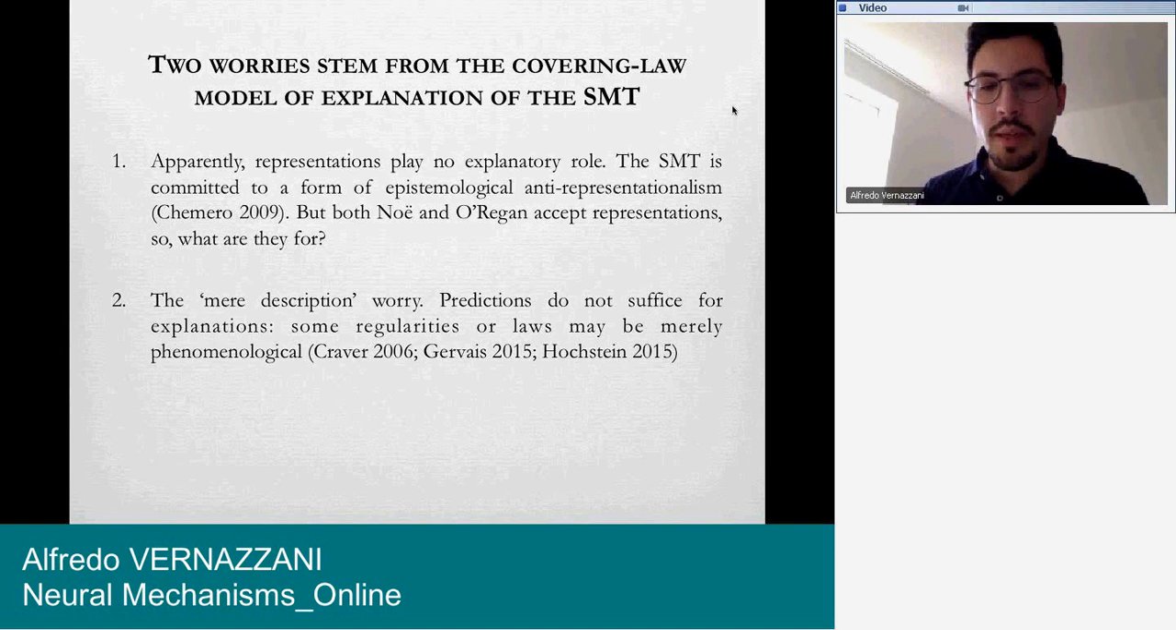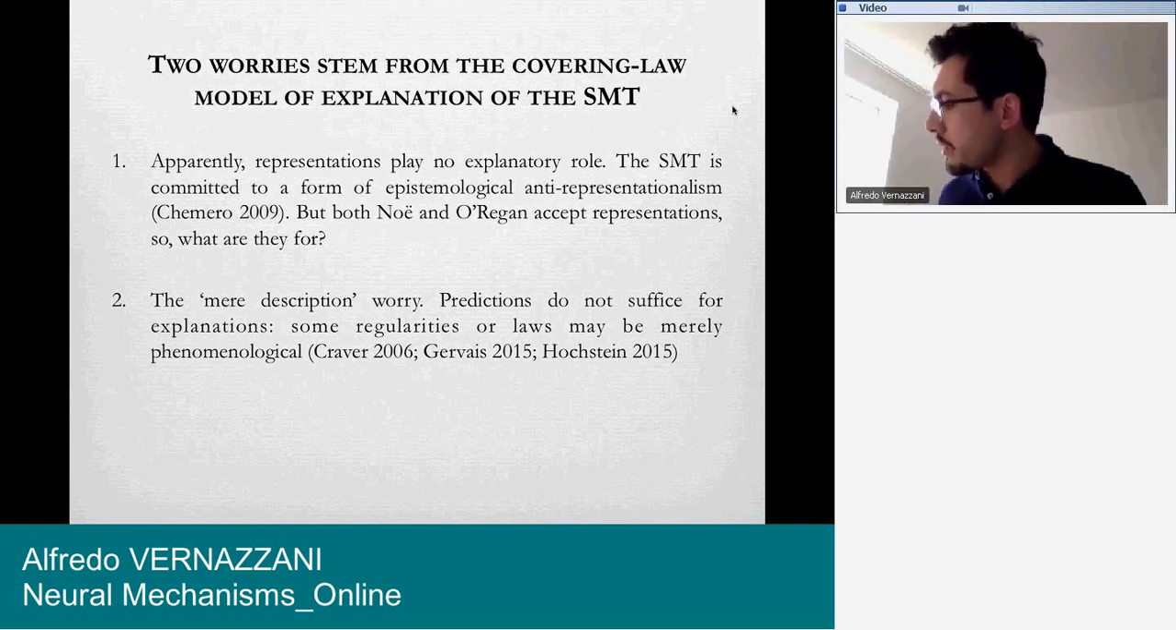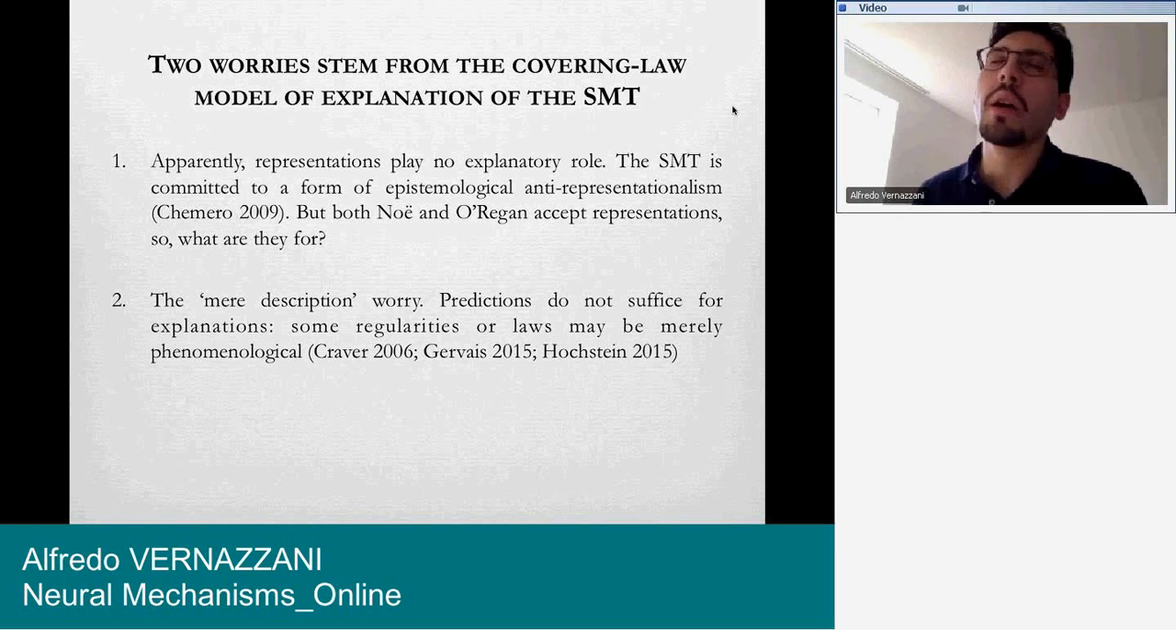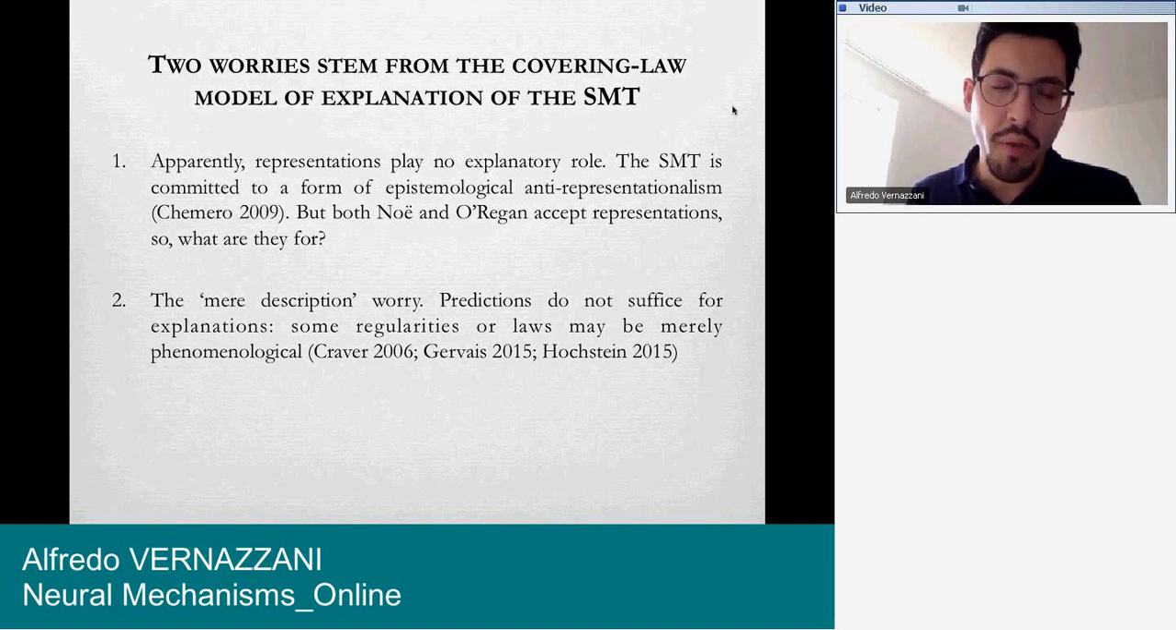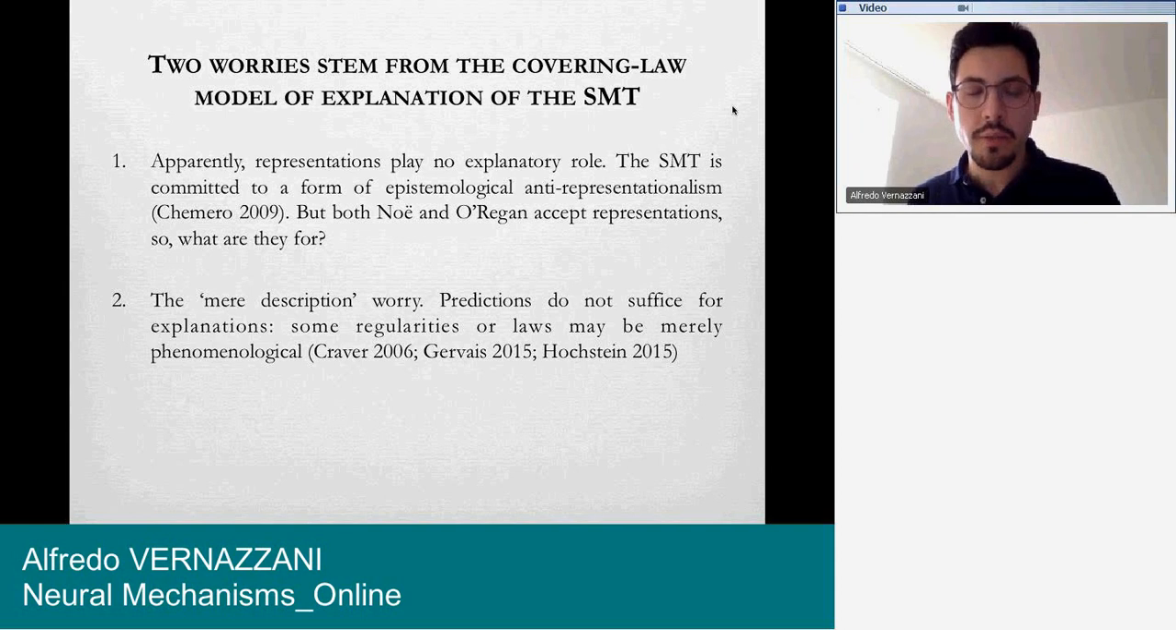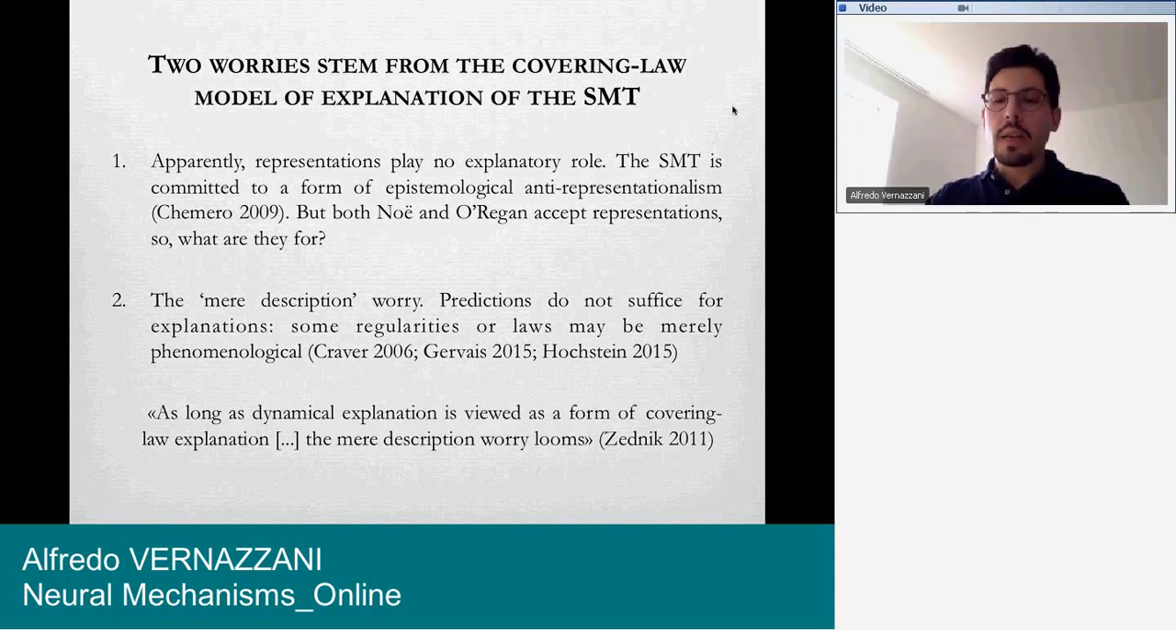The point of the mere description worry is that it is very unclear why this law applies in the first place. How can we tell that the sensorimotor laws actually are explanatory and not merely descriptive? This is the core intuition behind the charge of predictivism raised against the dynamical hypothesis in cognitive science. We want to look for explanations, and we don't know exactly whether these regularities afford the kind of explanations we are after. As Zednik summarizes perfectly in a passage from his paper, as long as dynamical explanation is viewed as a form of covering law explanation, the mere description worry looms. And the same goes, if I'm right, for the sensorimotor theory as well.